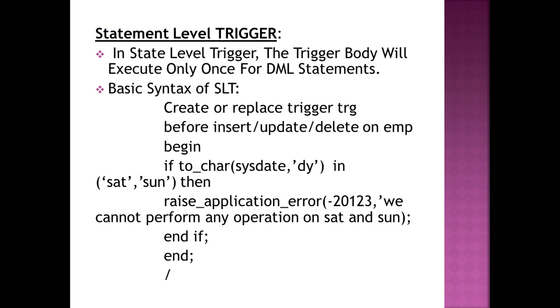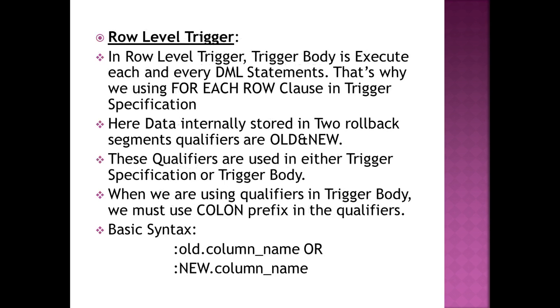Here there are two parts: trigger specification and trigger body. The begin block is the trigger body. Before that comes the trigger specification. What is the main thing here? Whenever the trigger body executes each and every DML statement, that's why we use FOR EACH ROW.